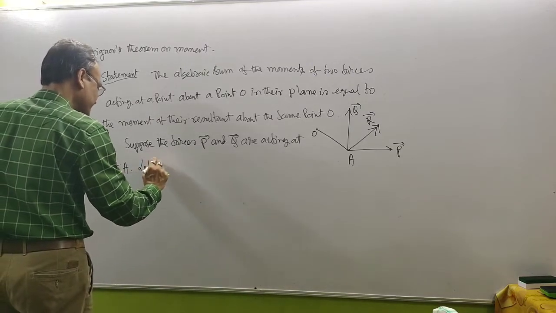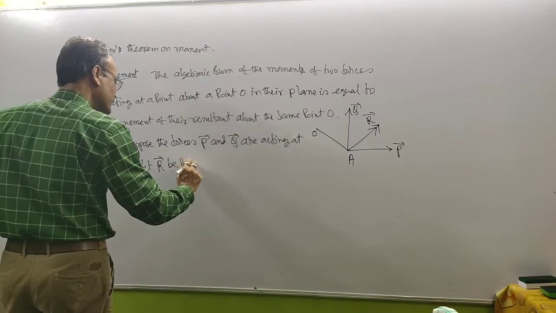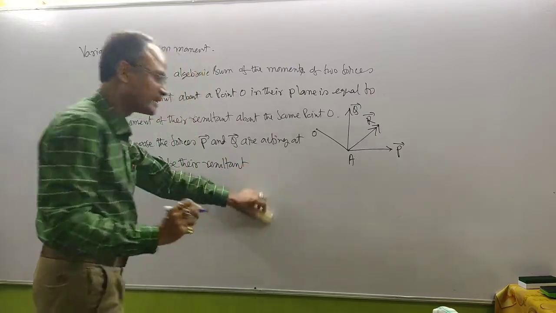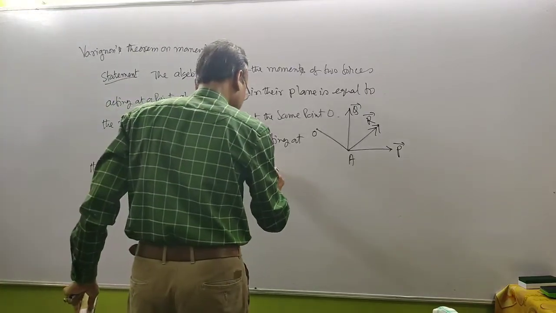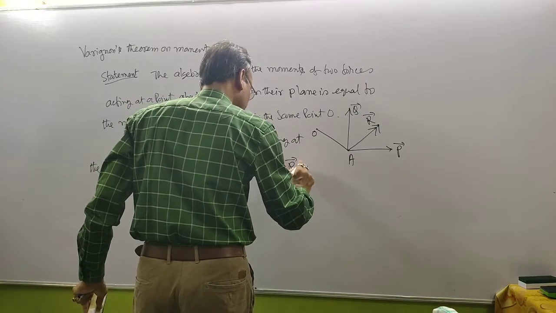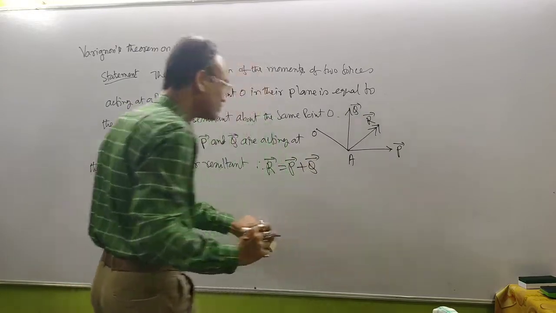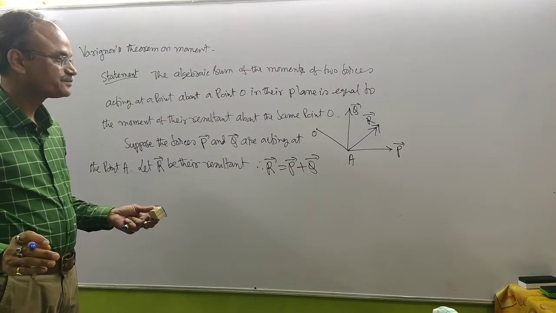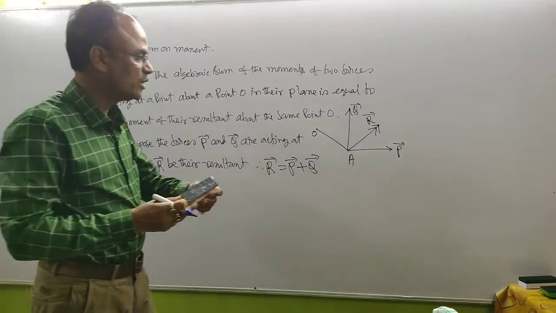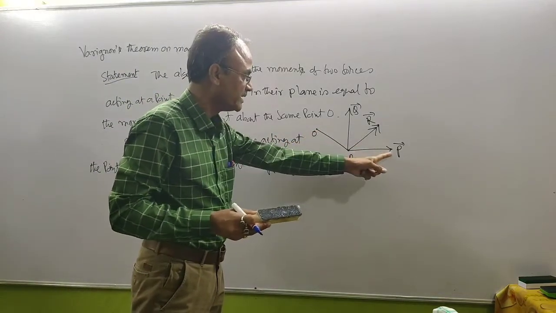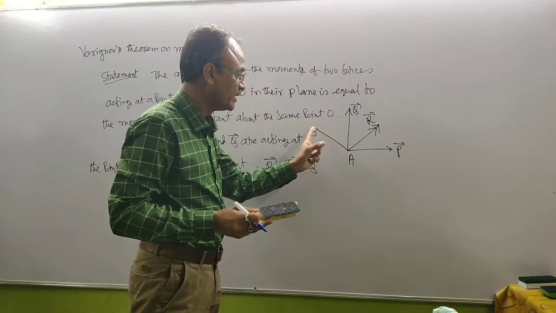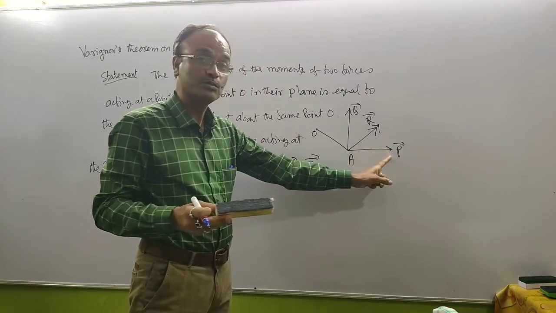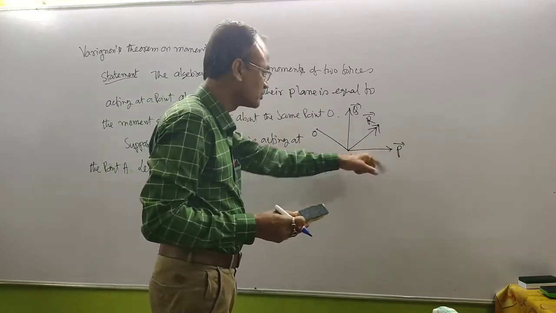Let R be their resultant. Therefore, R vector will be equal to P plus Q. The resultant of P and Q is R. We have to find the moment of the force P about the point O, which will be equal to OA vector cross P vector, because A is a point on P.